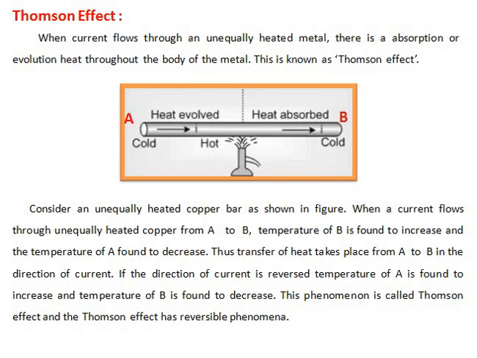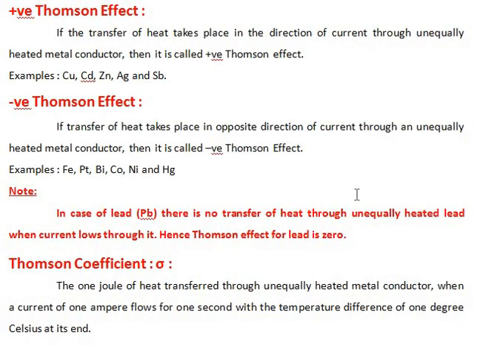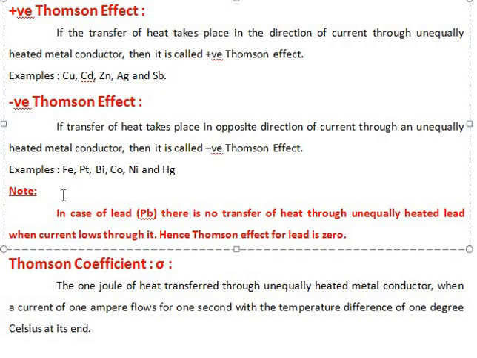So hence this is called the negative Thomson effect, and it is found in some metals such as Fe iron, Pt platinum, Bi bismuth, Co cobalt, Ni nickel, and Hg mercury. Okay, so in these metals the negative Thomson effect is found.